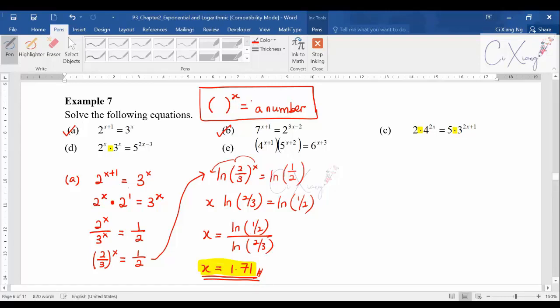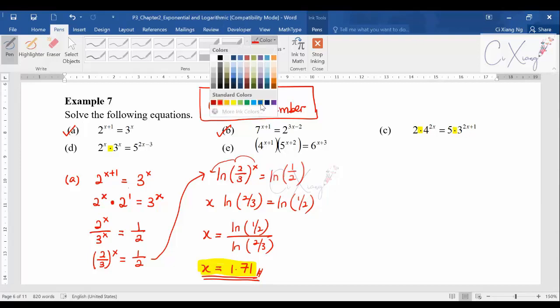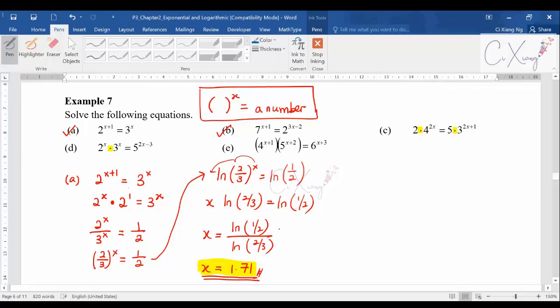All right, okay, so this is how we solve it. And then before I proceed to the next part, there's one common mistake that students will make here.